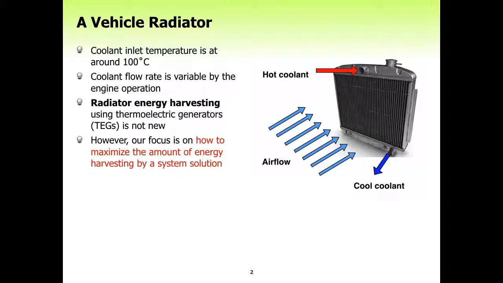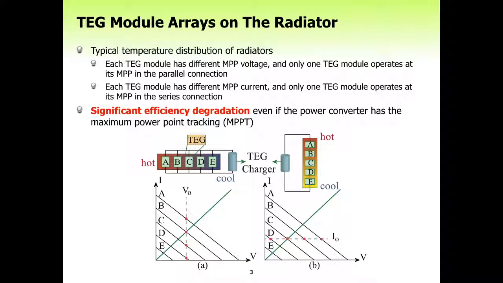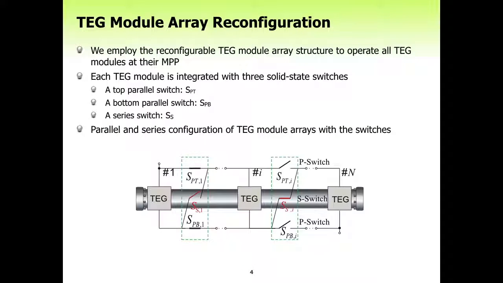Coolant flow rate varies with the engine operation. An energy harvesting radiator using TEGs was introduced before, but our focus is on how to maximize the amount of energy harvesting by a system solution. Each TEG module shows a significant efficiency degradation even if the power converter has maximum power point tracking.